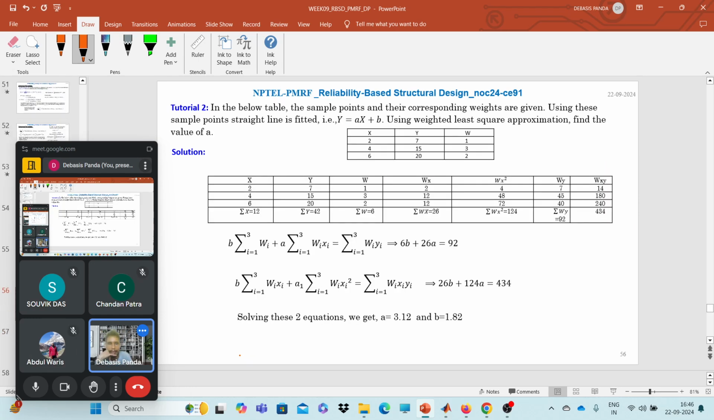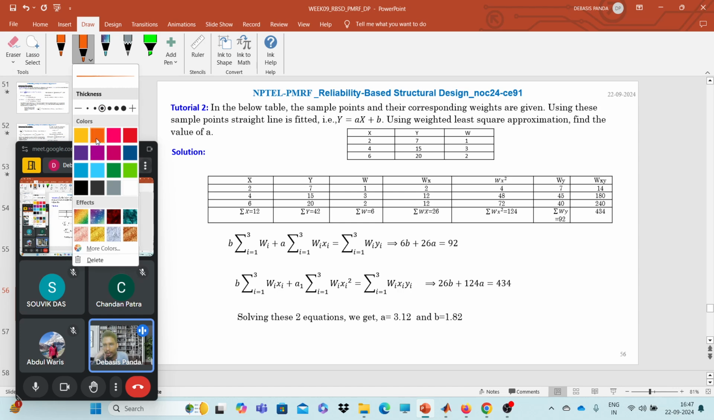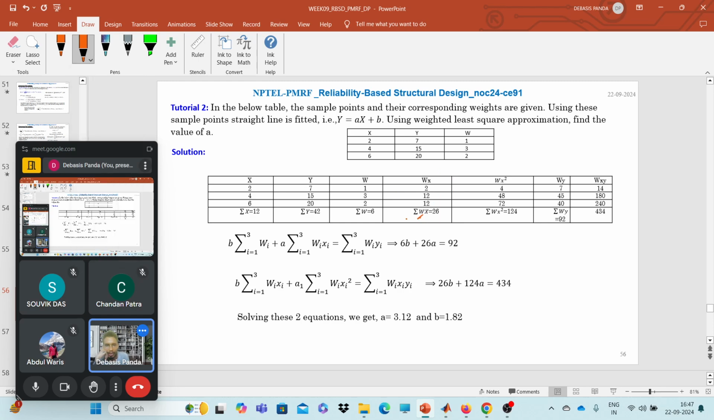Here weights are given. So same problem. You just need to multiply the weight with respect to this. So summation of, here also you need to generate two normal equations, and you need to solve them. So here also you just need to multiply the weight corresponding to the particular thing.